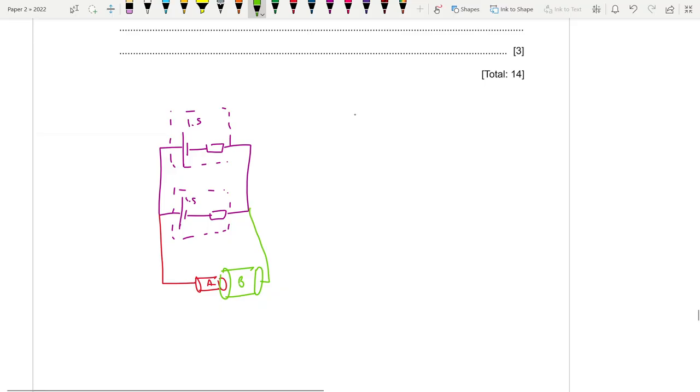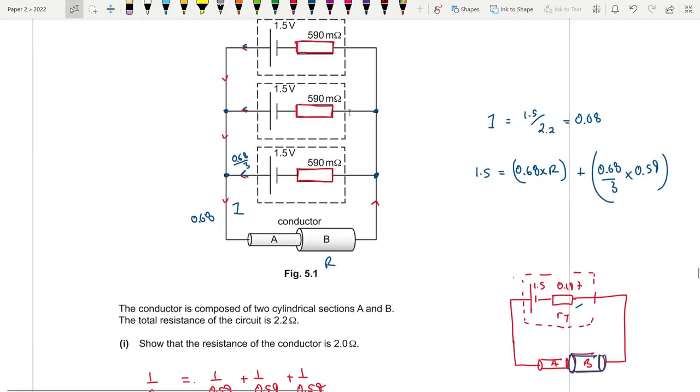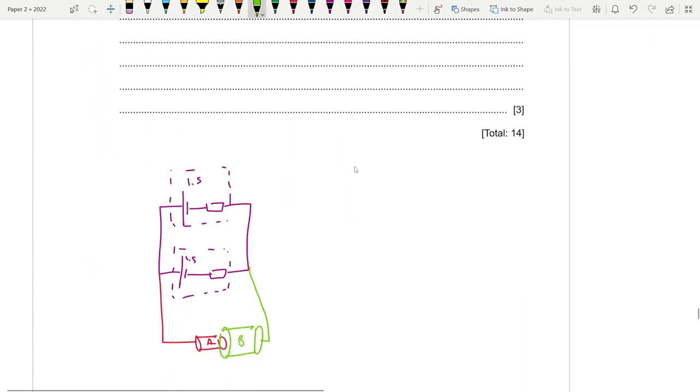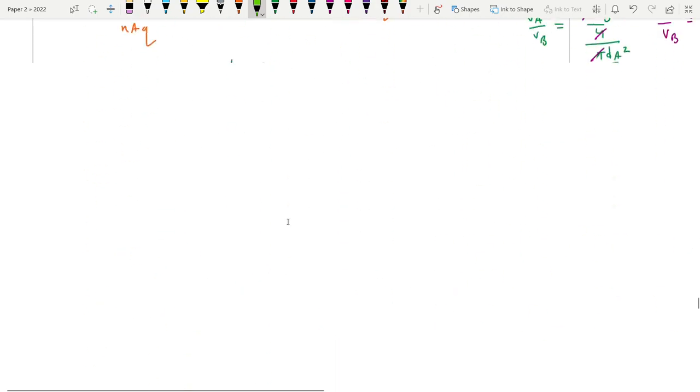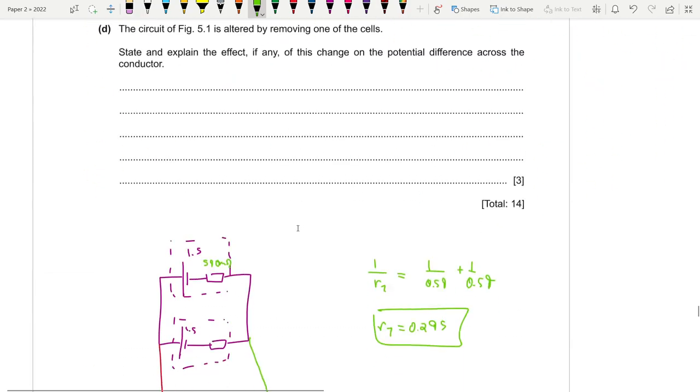But let's take a look at the internal resistors. They still have 590 milliohm, right? 590 milliohm each. So 1 by RT is going to be equal to 1 by 0.59 plus 1 by 0.59. Let's check this. 1 by 0.59 into 2 reciprocal gives you an answer of 0.295. So beforehand it was 0.197. Now it's 0.295. So what just happened over here?